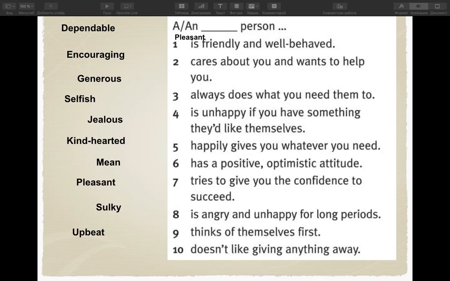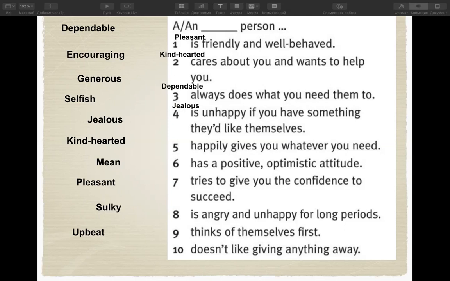Okay, and we should fill in the space here, like the first sentence. For example, a pleasant person is friendly and well-behaved. The next one: who cares about you and wants to help you? It is a kind-hearted person. So a kind-hearted person cares about you and wants to help you. Okay, who always does what you need them to? A dependable person always does what you need them to.